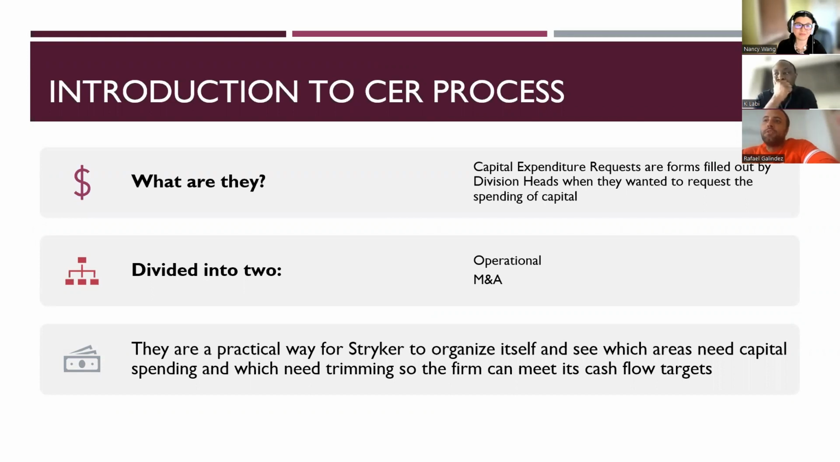So capital expenditure request forms are generally filled out by division heads when they want to request new spending of capital. There are two ways in which they divide the forms currently. It's operational CERs and M&A CERs. Of course, operational are more day-to-day operations related to the current state of the business, while M&A capital expending requests are obviously more related to the acquisition of other firms, which is known for Stryker Corporation. And historically, they have been very involved in the merger and acquisition process. So it makes sense that it's one of the biggest portions under CER.